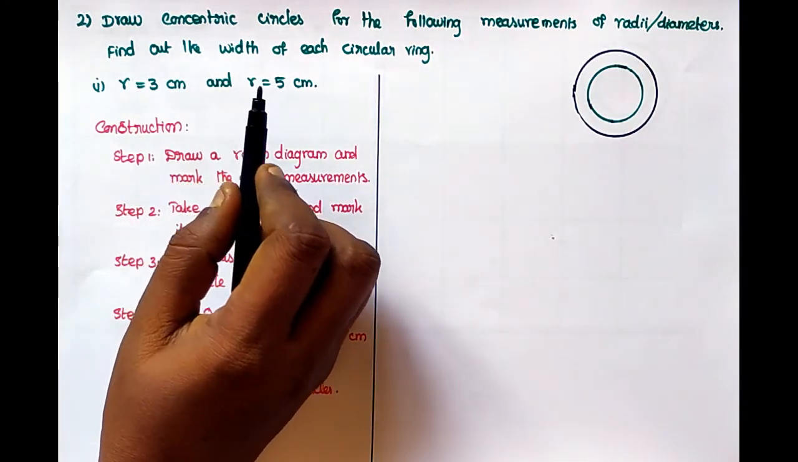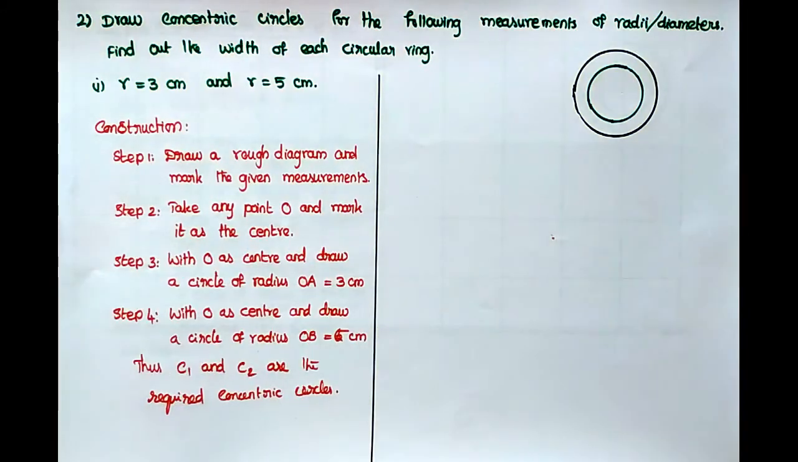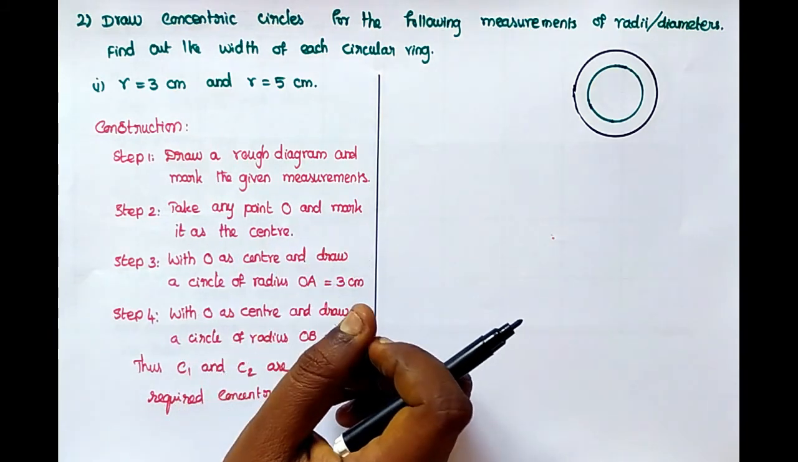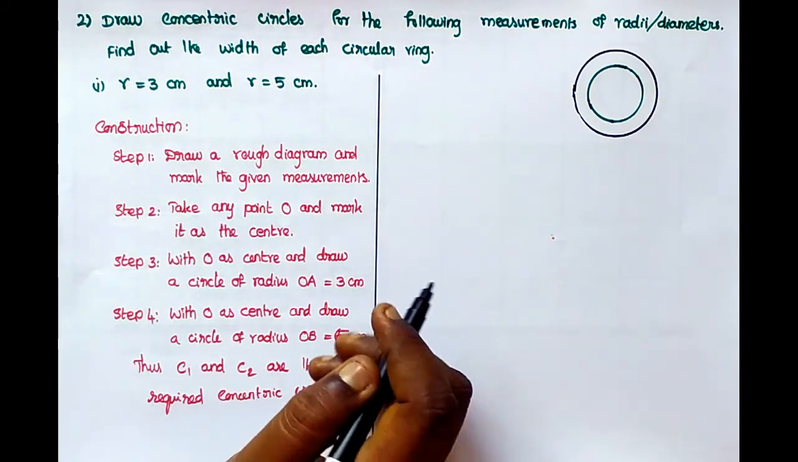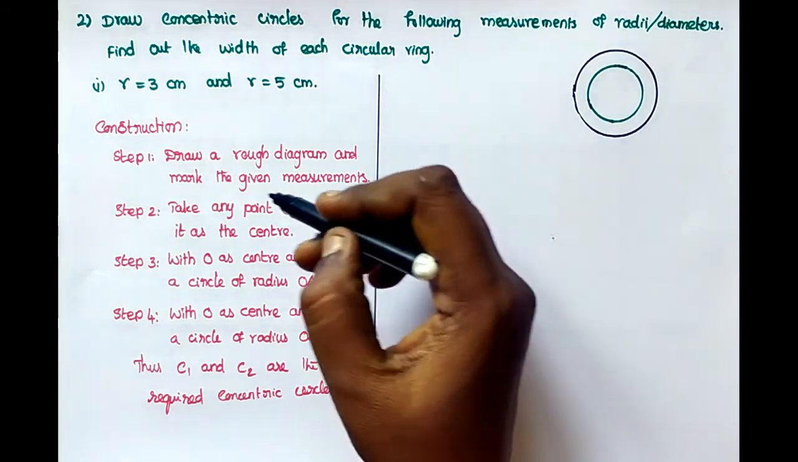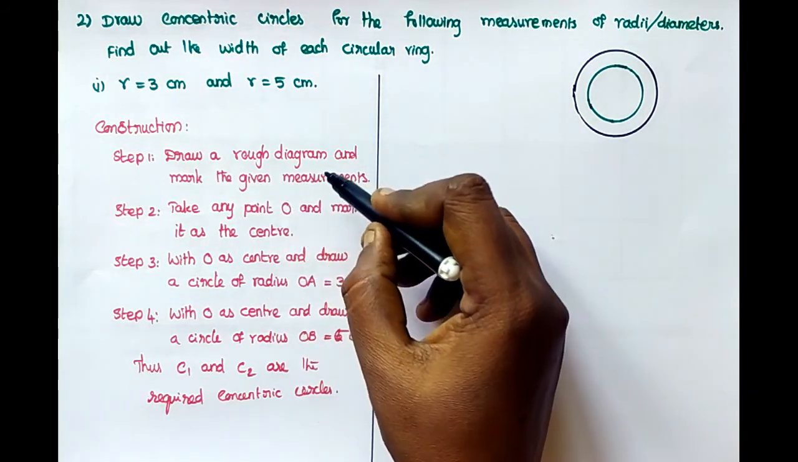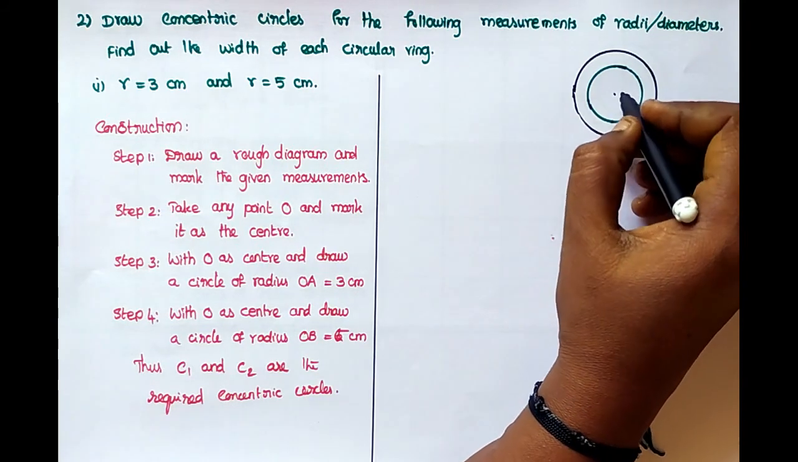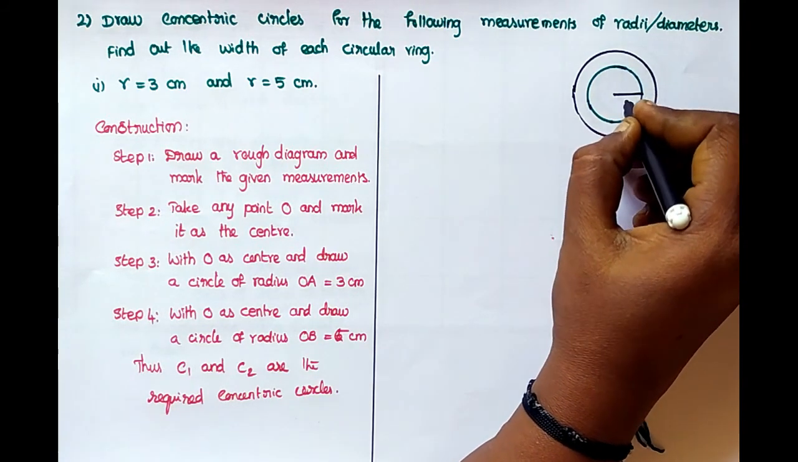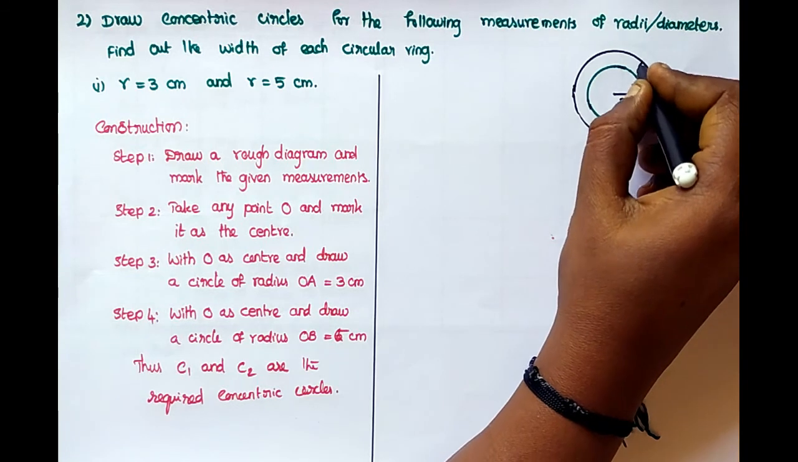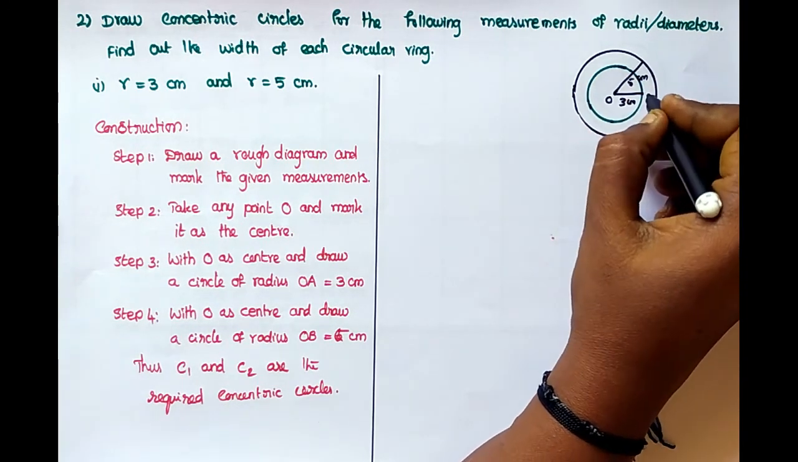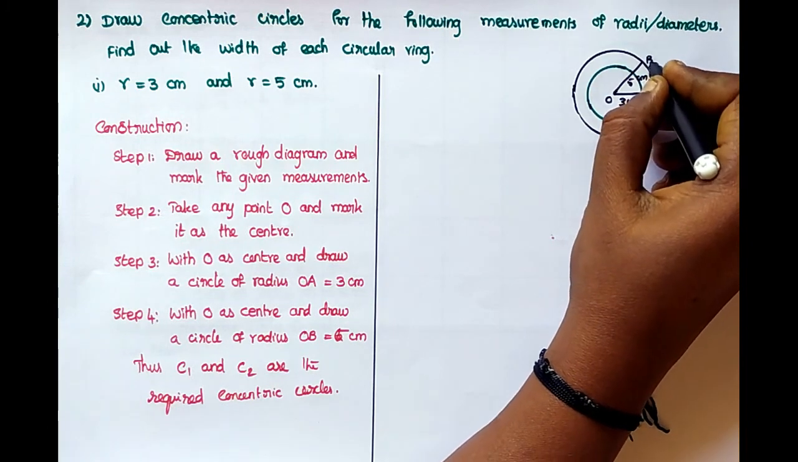Second sum: draw concentric circles for the following measurements of radii or diameter. Find out the width of each circular ring. Here they have given the two radii and we have to draw the concentric circles for that. First construction, first step: draw a rough diagram and mark the given measurements. So this is the rough diagram, 3 centimeter and 5 centimeter, OA, OB.